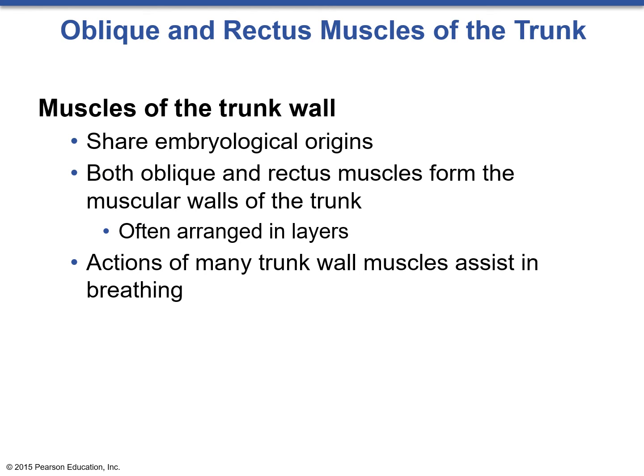Moving to the anterior side of the body, we have muscles of the trunk wall that share embryological origins. Both oblique and rectus muscles form the muscle walls of the trunk and are arranged in different layers. The actions of many trunk wall muscles are going to assist in breathing and also help during bracing.